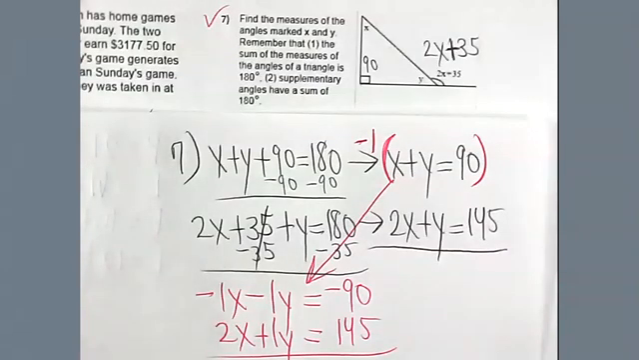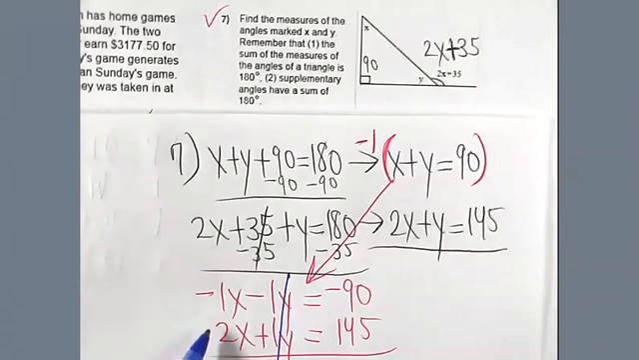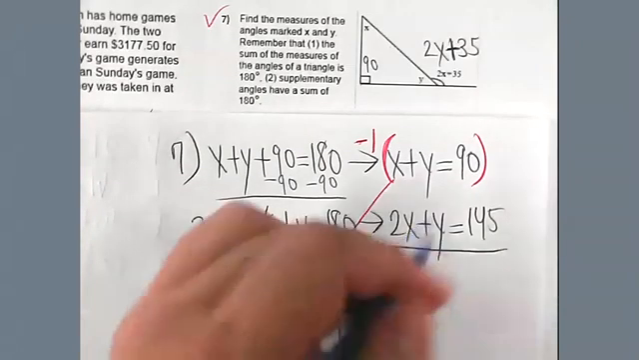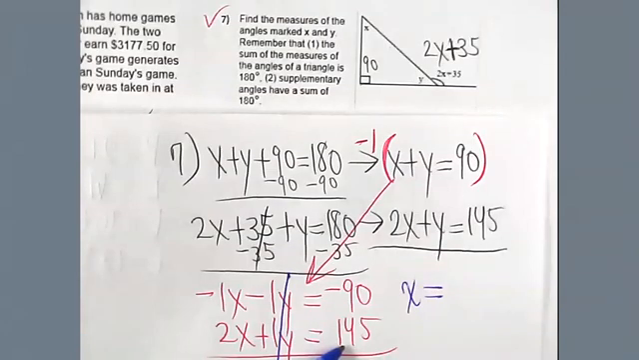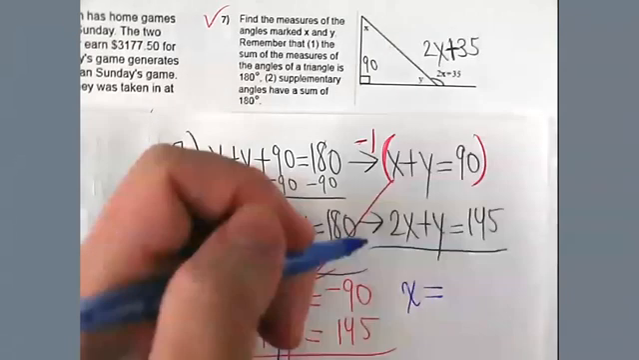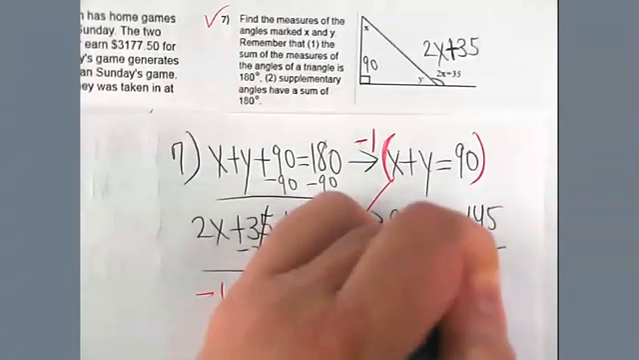Now the y's can cancel. And when we combine the x's, that would just be x. And over here, when we subtract 90 from 145, that will give us 55 degrees.